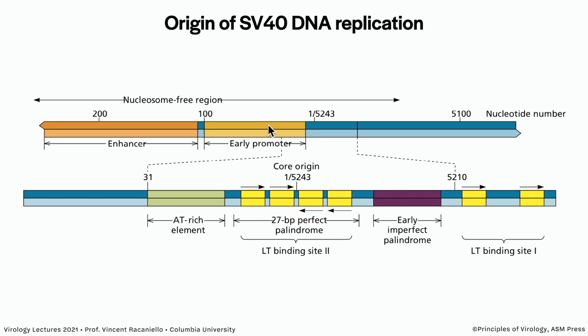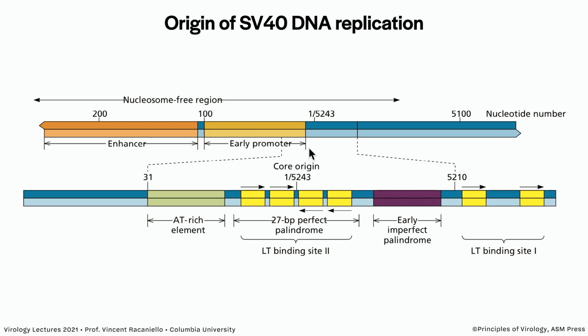So origins and promoters are often very close to each other. And here's an enhancer for that early promoter. This area on the DNA is nucleosome free. If you remember, I told you SV40 is one of those rare DNA viruses where the DNA in the particle is wrapped around nucleosomes. But this region is free of them, and that makes sense because this is where the DNA synthetic apparatus has to bind.